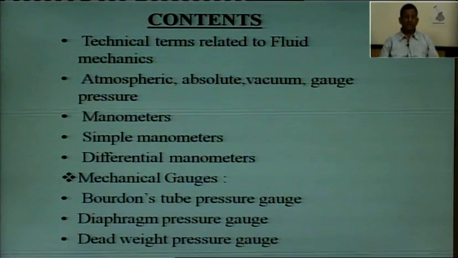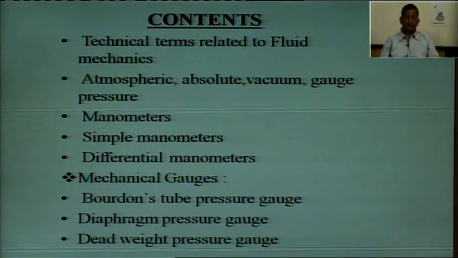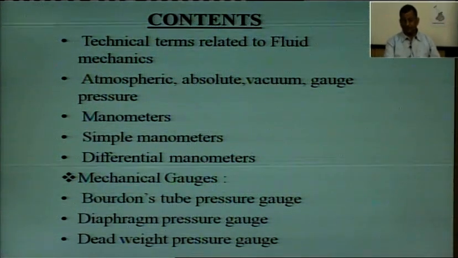First, certain technical terms related to fluid mechanics: atmospheric, absolute, vacuum and gauge pressures, meaning atmospheric pressure, absolute pressure, vacuum pressure and the gauge pressures. Then we will discuss the manometers, simple manometers and differential manometers. Then we will discuss the mechanical gauges. The mechanical gauges are of three types: Bourdon tube pressure gauge, diaphragm pressure gauge and dead weight pressure gauge.